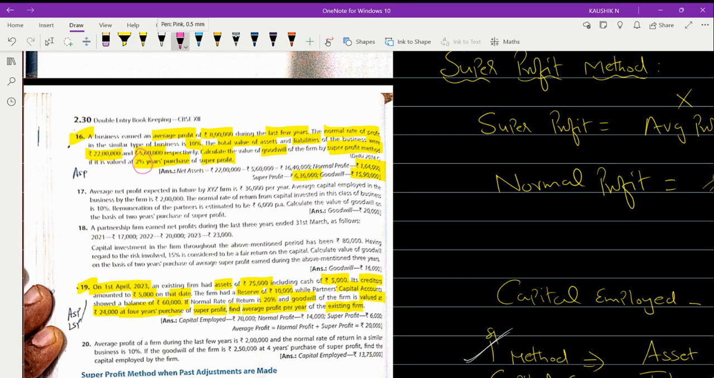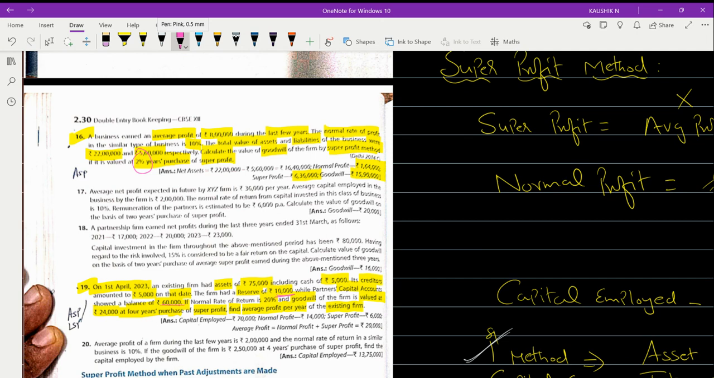So you have identified that there is a reserve in the question. How much is the reserve value? 10,000. Apart from that, only reserve is there, nothing else. Capital account, very good. So partners' capital account, how much is the value? 60,000. So with the help of these two, which method can you use? Liability side. Excellent. Liability side approach.